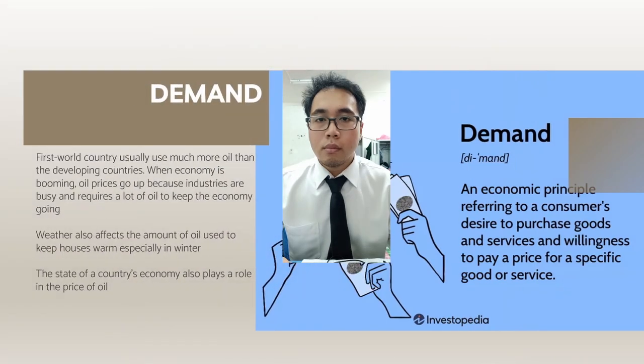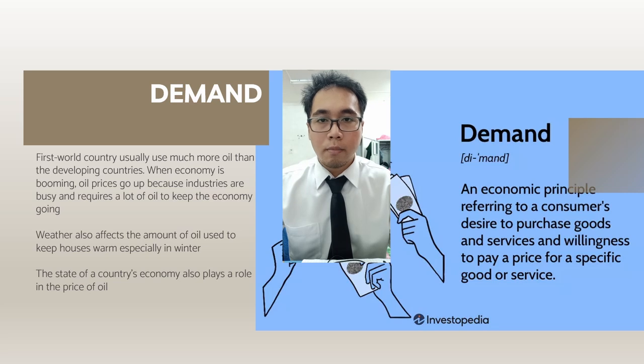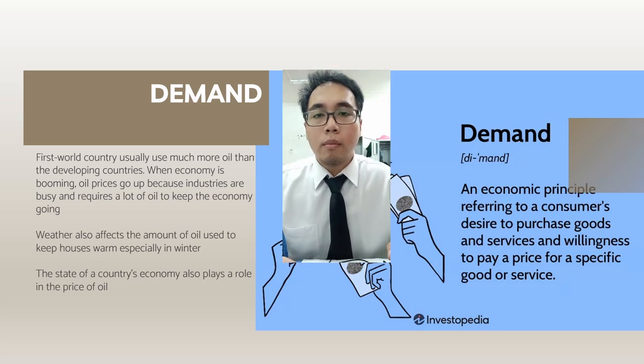The fourth, demand. First world countries usually use more oil than developing countries do. When the economy is booming, more oil is needed to keep it running, and because of that, the oil prices go up. Weather also affects the amount of oil needed to keep houses warm in winter. The state of a country's economy also plays a role in the price of oil.